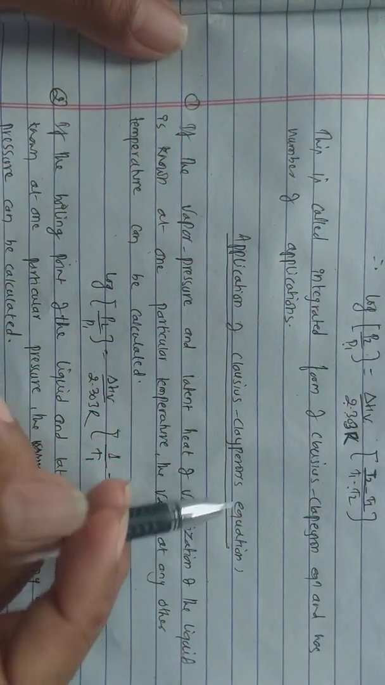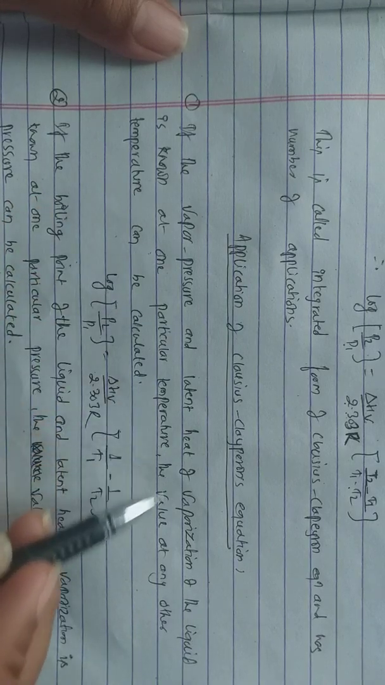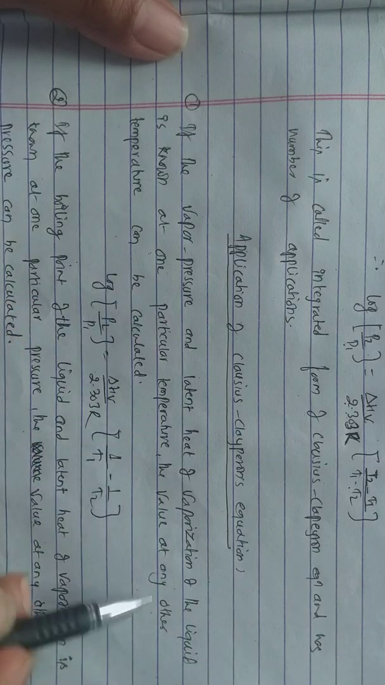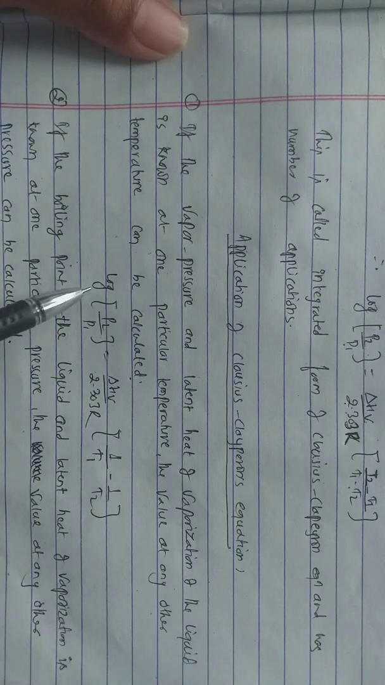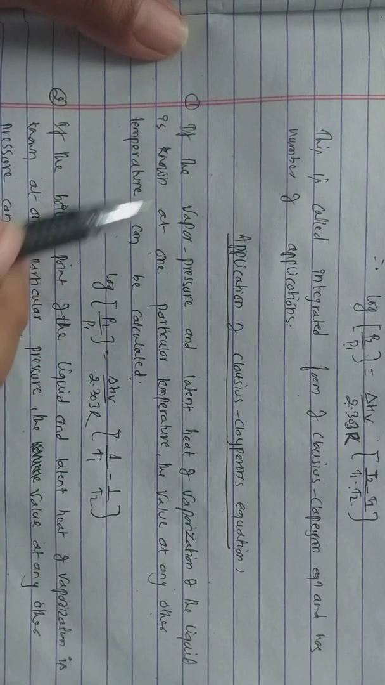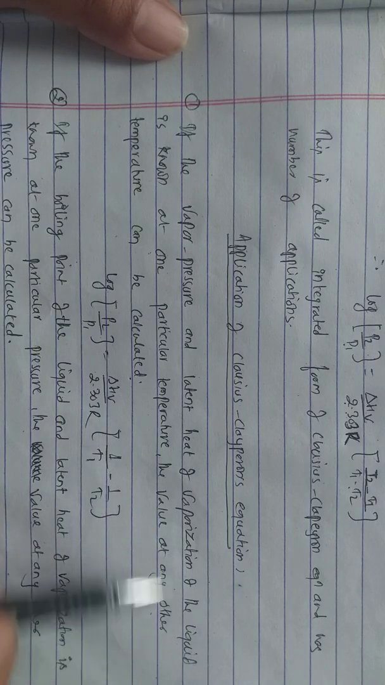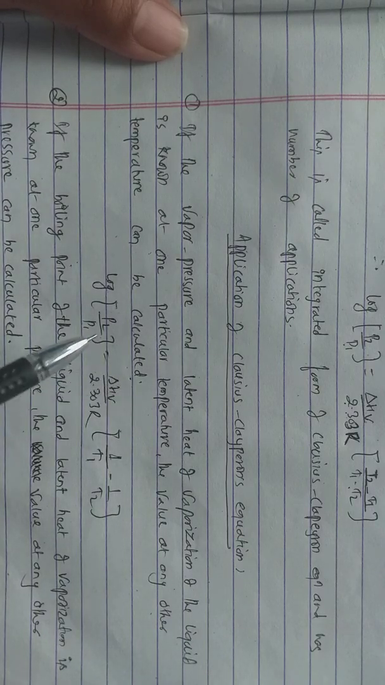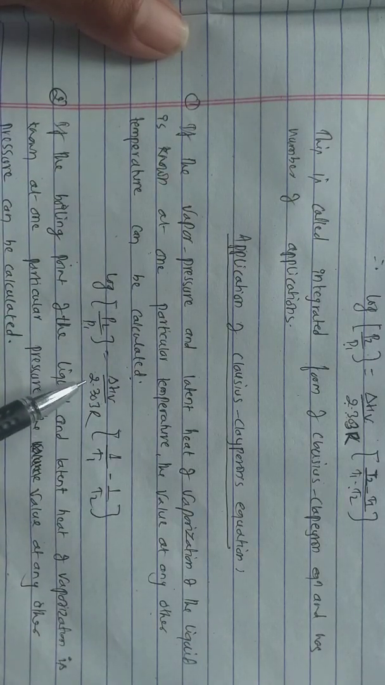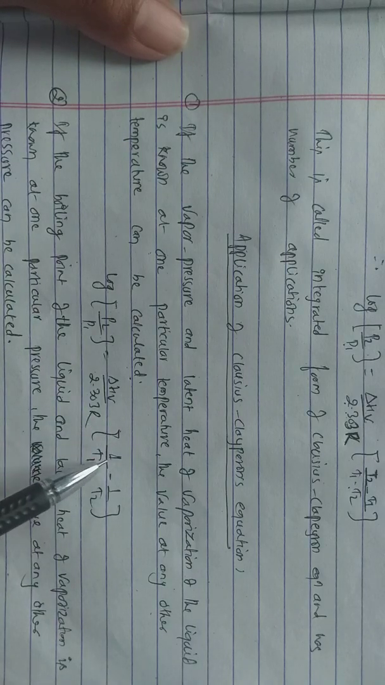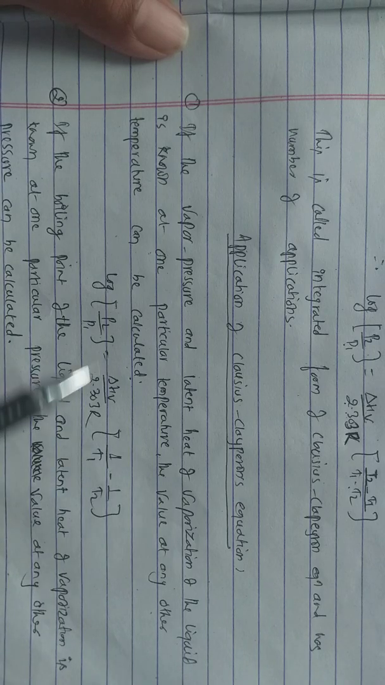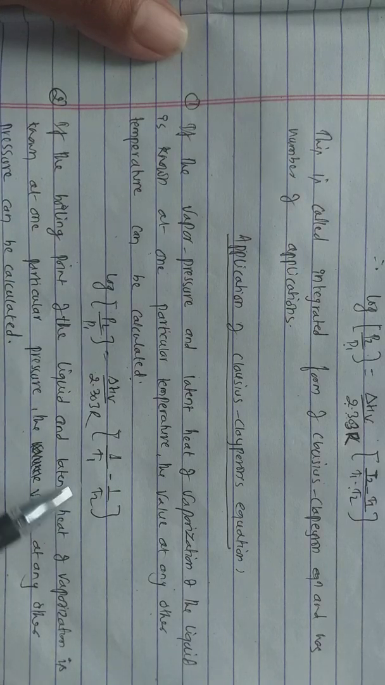Applications of the Clausius-Clapeyron equation: if the vapor pressure and latent heat of vaporization of the liquid are known at one particular temperature, the value at any other temperature can be calculated. Look here, log P2 by P1 is equal to ΔHv by 2.303 R times (1 by T1 minus 1 by T2). If we know the pressure at one temperature, we can calculate the pressure at the other temperature.